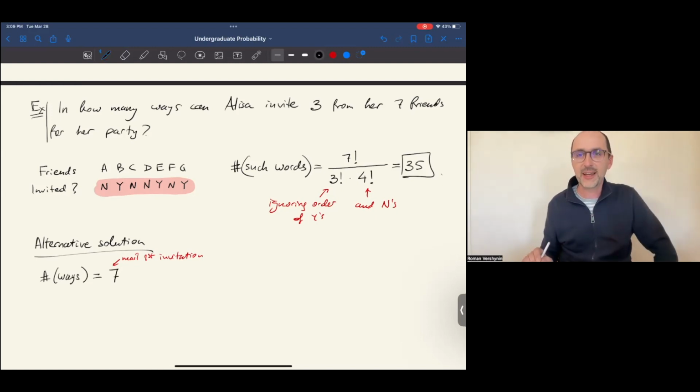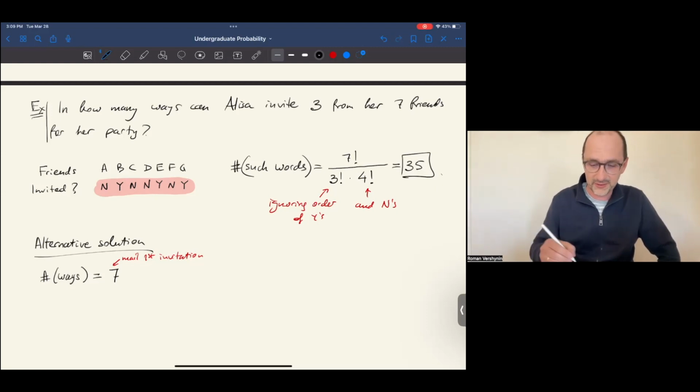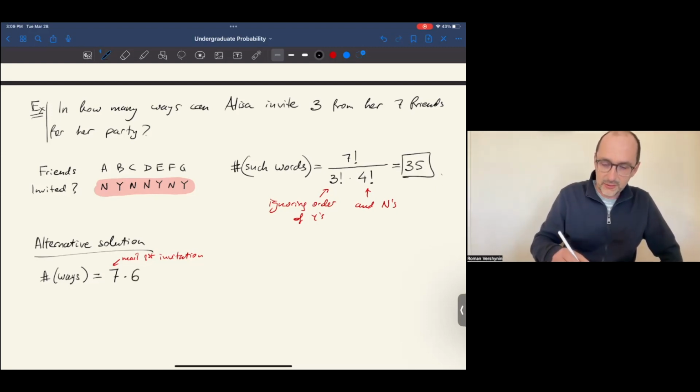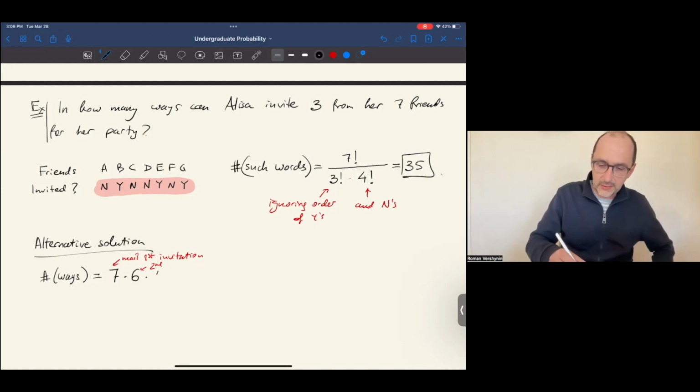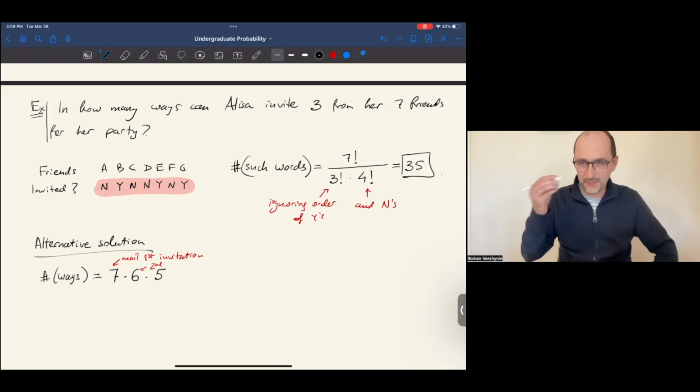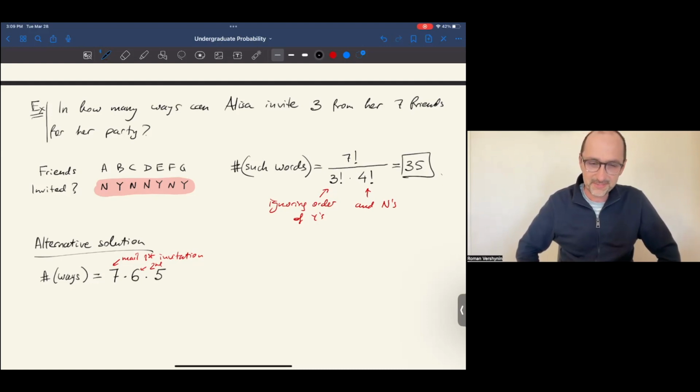After you have done that, you want to mail the second invitation. How many ways are there to do that? There are 6 ways to do that. You're not going to invite your first friend twice. And after you mail the first 2 invitations, there's 1 more friend to invite, and there are 5 remaining ones. So there's 5 ways to mail the third invitation, to choose who you want to invite third. 6 times 7 times 5.